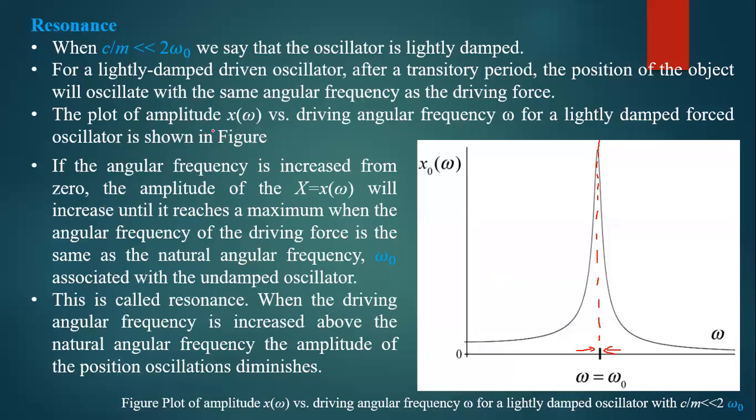The plot of amplitude X(ω) versus driving angular frequency for the lightly damped forced oscillator is shown here. If the angular frequency is increased from 0, the amplitude X(ω) will increase until reaching a maximum when the angular frequency of the driving force is the same as the natural frequency ω0. This is called resonance. When the driving angular frequency increases above the natural angular frequency, the amplitude of the position oscillation will decay or diminish.